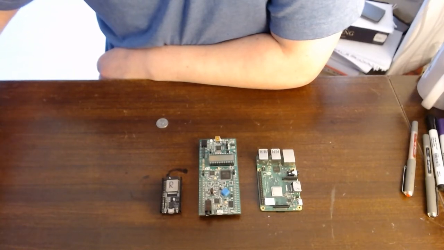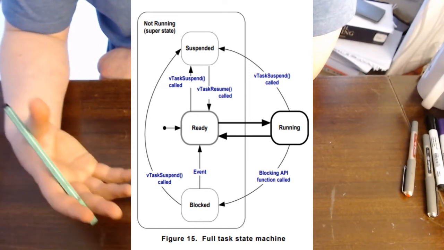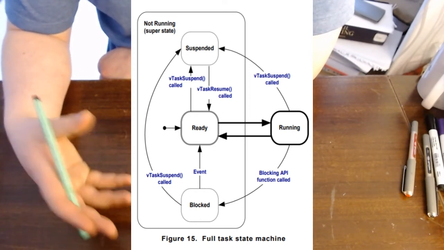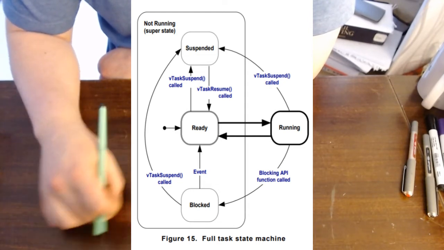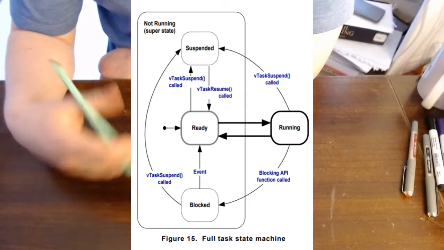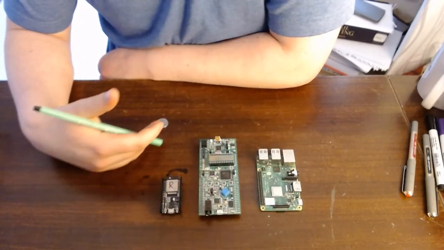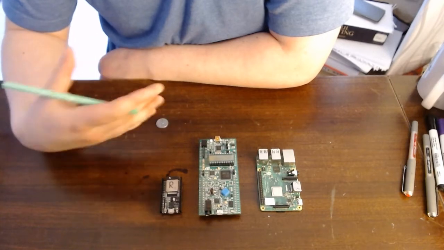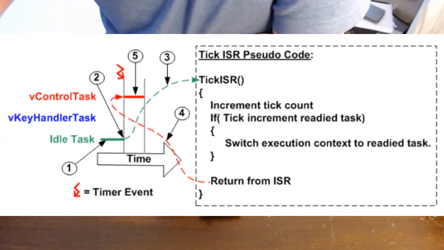There are 4 states that the scheduler will recognize of tasks: suspended, ready, blocked, which are all the not running states, as well as running. You can see the different function calls that FreeRTOS uses to actually change the state of these tasks, and so on. Now some of these function calls will actually happen within the interrupt service routine itself, which is this little diagram here. That's all I've got time for.